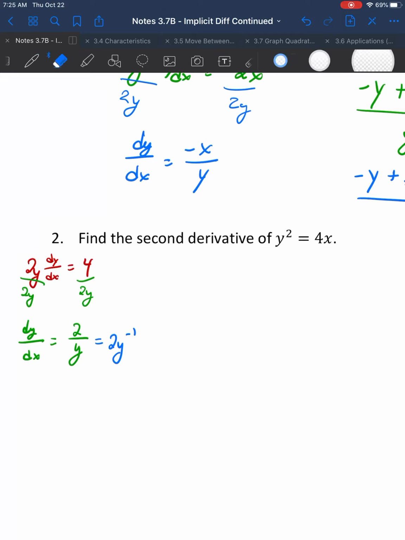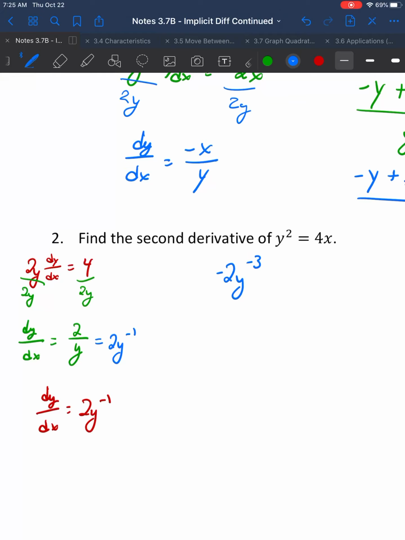Second derivative. Actually, before I take the second derivative, I hope you agree that 2 over y would be the same thing as 2y to the negative first. The reason why I want to do that is because now I don't have to do a quotient rule when I take my second derivative. So I'm cheating the system just a little bit. So that's the answer to dy dx.